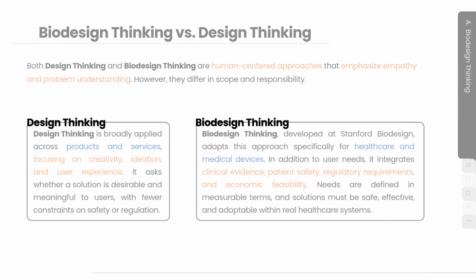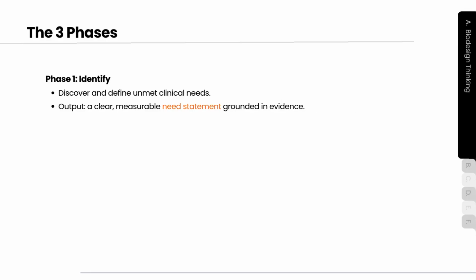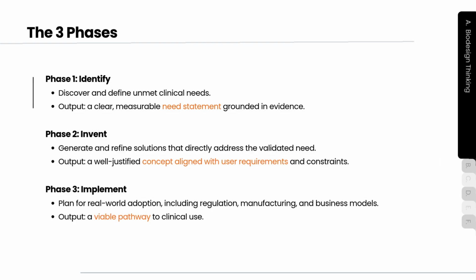Biodesign thinking is structured into three core phases: identify, invent, and implement. The identify phase focuses on discovering and defining unmet clinical needs, with the goal of producing a clear and measurable needs statement grounded in real evidence. The invent phase explores how that validated need can be addressed by generating and refining solutions, leading to a well-justified concept aligned with user requirements and constraints. Finally, the implement phase looks beyond design to real-world adoption, including regulation, manufacturing, and business considerations, with the outcome being a viable pathway to clinical use.